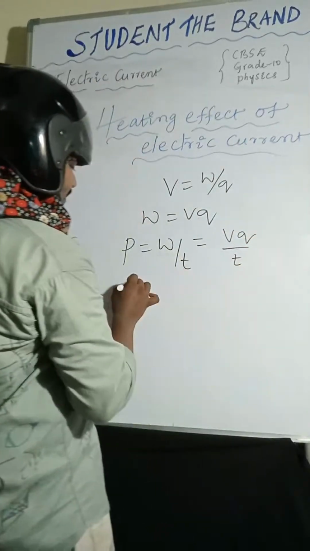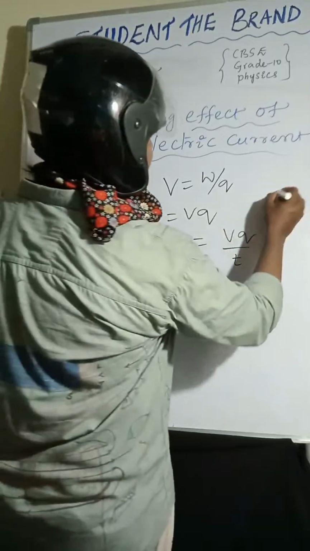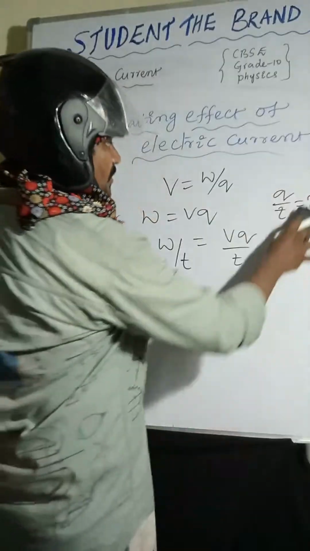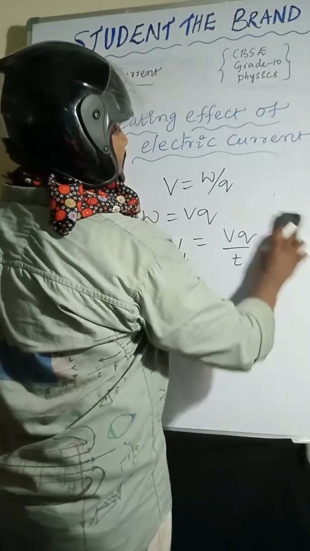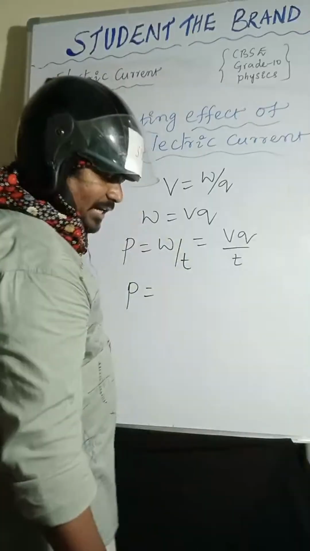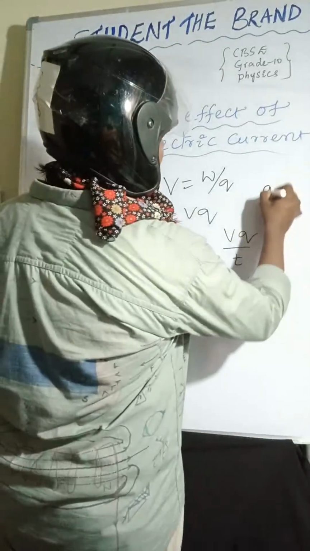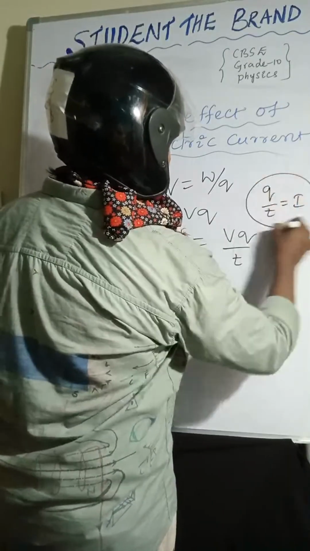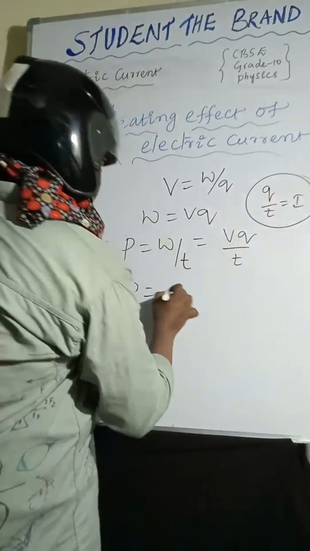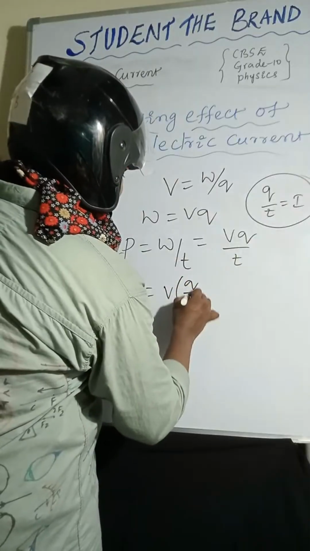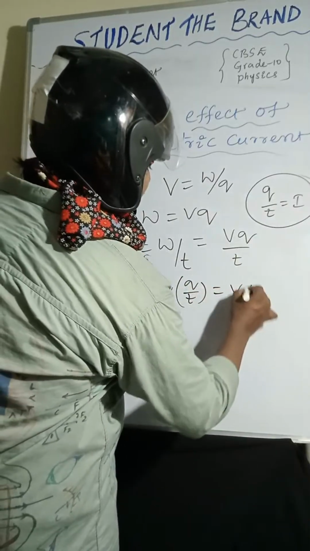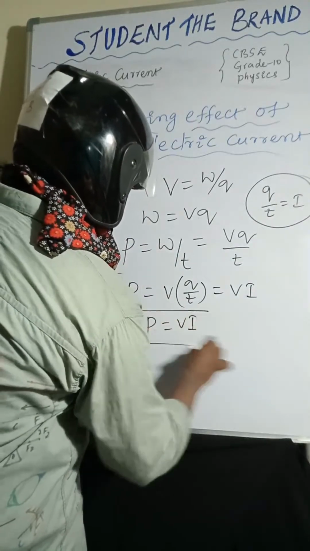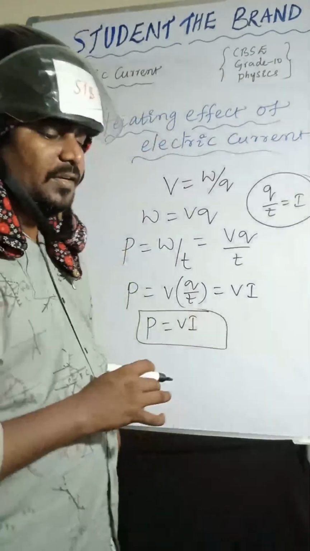P equal to, we know Q by T is I. So the rate of flow of charge is called current. So P equal to V into I, that is P equal to VI.